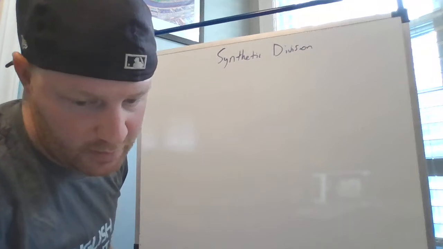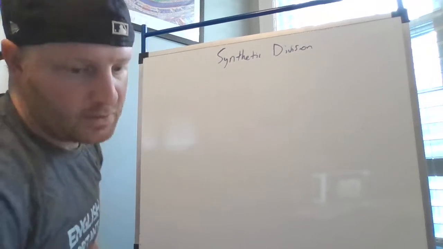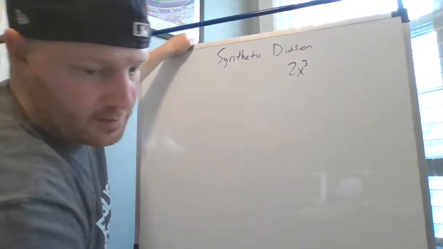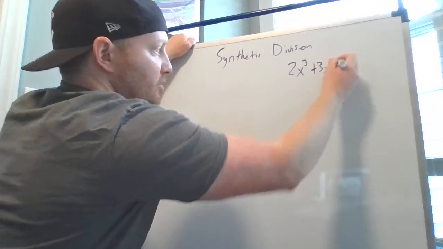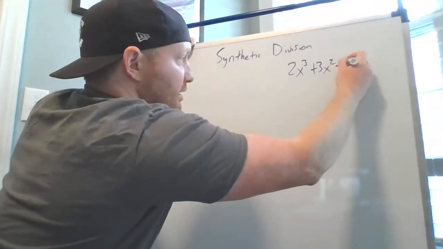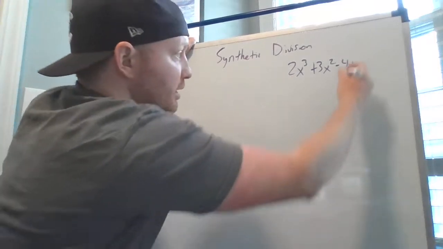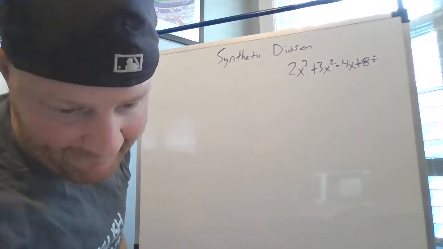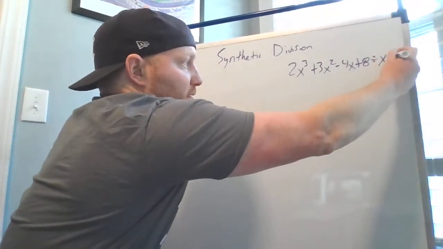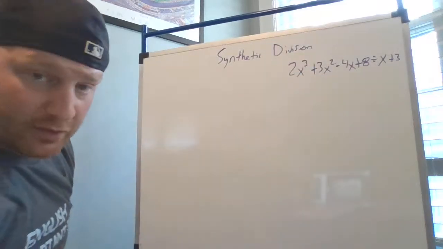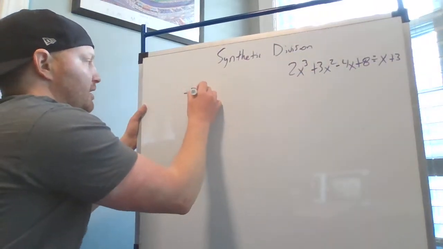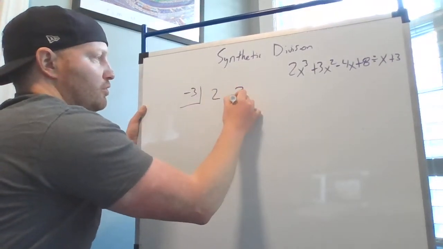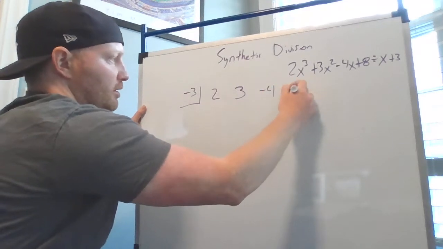So my next one is going to be right here. If I have a question like 2x to the third plus 3x squared minus 4x plus 8 divided by x plus 3, I take that number, that 3, take the opposite of it, put it right here in the upper left-hand corner. Now I take all the coefficients: 2, 3, -4, 8.